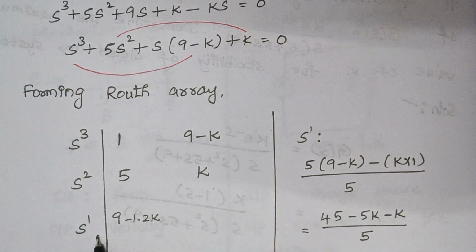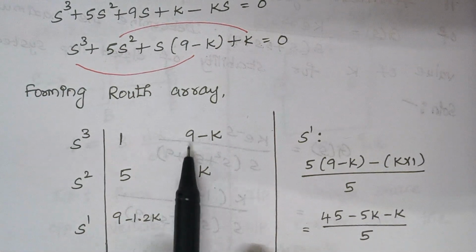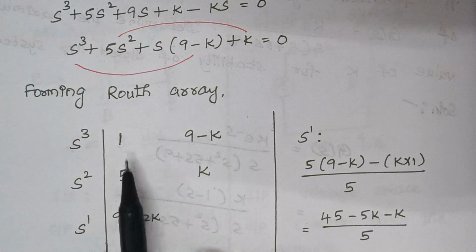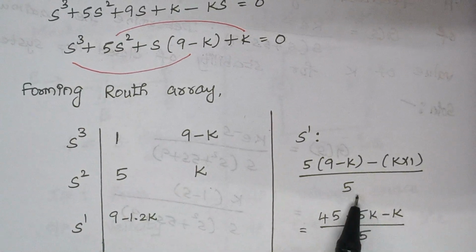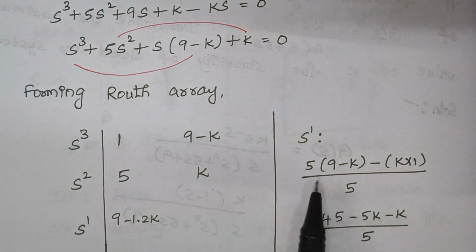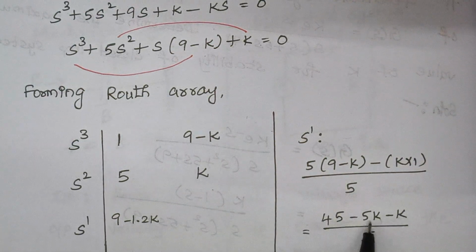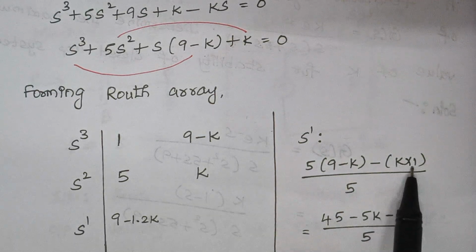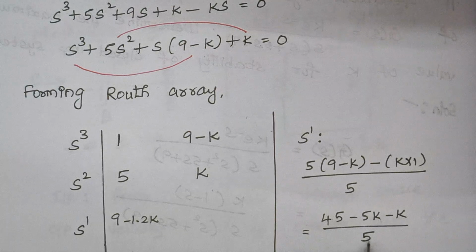How to find s to the power 1? I have to multiply 5 into 9 minus k into 1, divided by this corner element 5. Right. So here I had written the steps. When you multiply, 5 nines are 45. 5 into minus k gives minus 5k. And here k into 1 is k. As I am having minus here, that becomes minus k divided by 5.